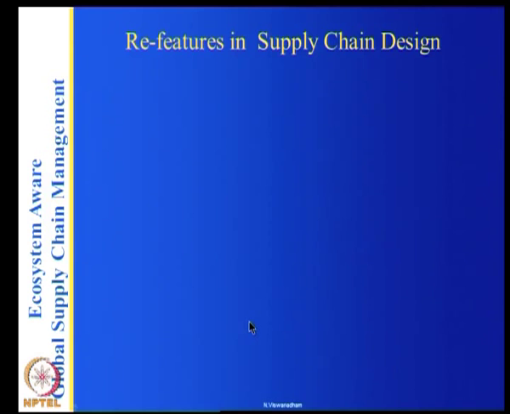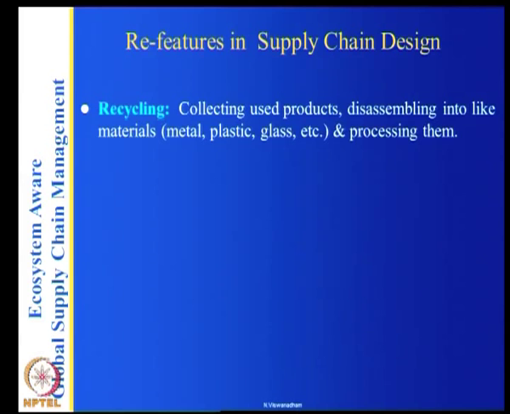And the features in the supply chain design include recycling, which is collecting used materials, disassembling into materials, metal, plastic, glass, and processing them. So what do you mean by processing them? Either you make it into raw material and feed it back into the supply chain to the suppliers, or you can dispose of it, or you can disassemble them and use some of the parts which are useful as spare parts for repair.